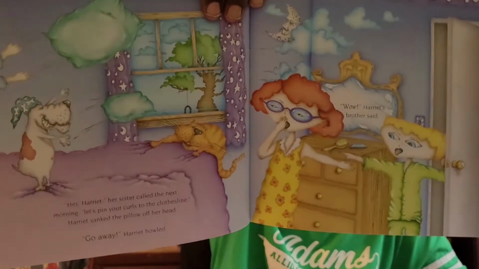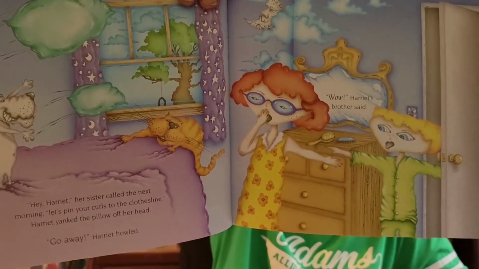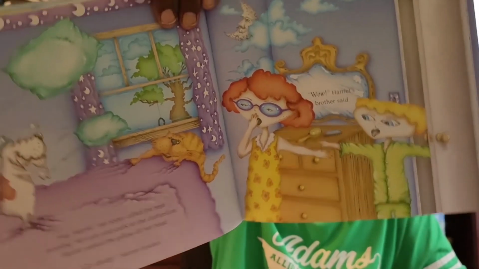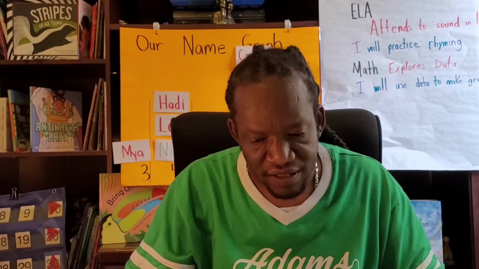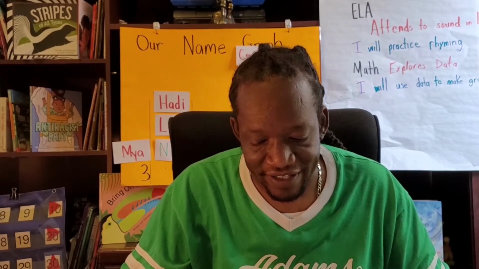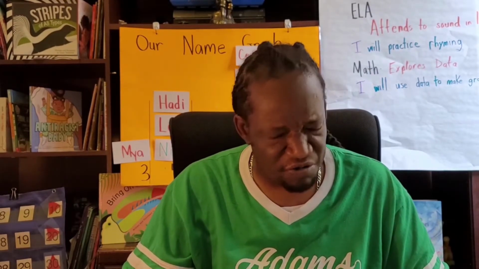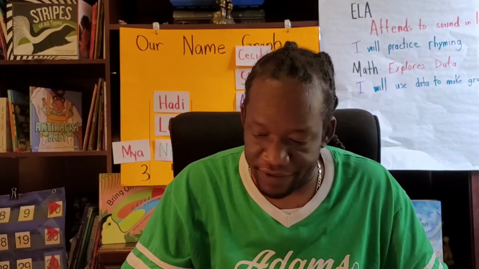"Wow," Harriet's brother said. "Look at all those nice, neat curls," Harriet's sister exclaimed. "You don't look so weird after all," Harriet's brother said. Harriet smiled. "I know."